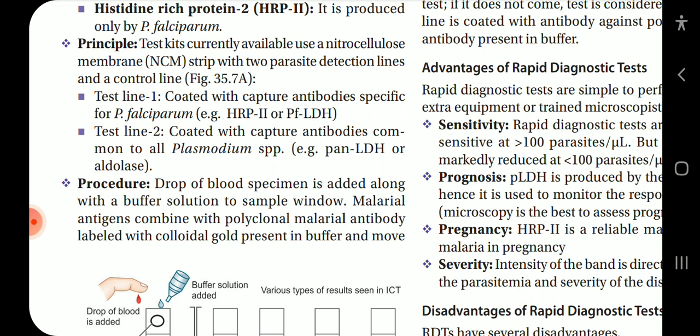Principle. Test kits currently available use a nitrocellulose membrane (NCM) strip with two parasite detection lines and a control line. Test line 1 is coated with capture antibody specific for Plasmodium falciparum, example HRP2 or PF-LDH. Test line 2 is coated with capture antibodies common to all Plasmodium species, example pan-LDH or aldolase.